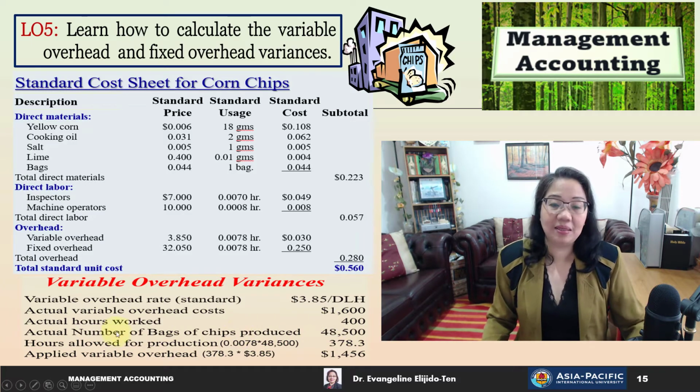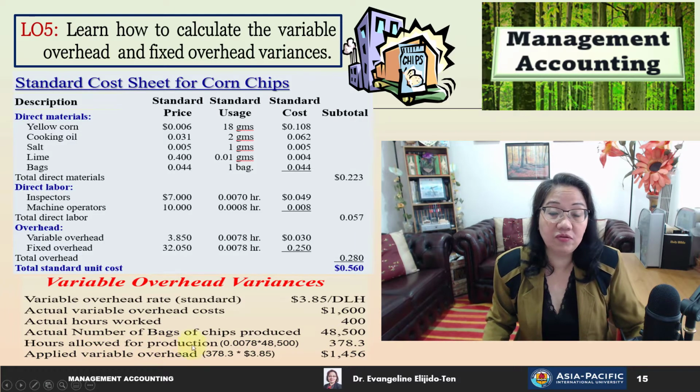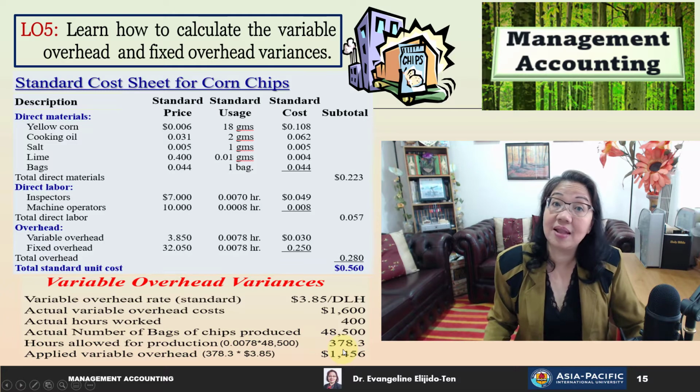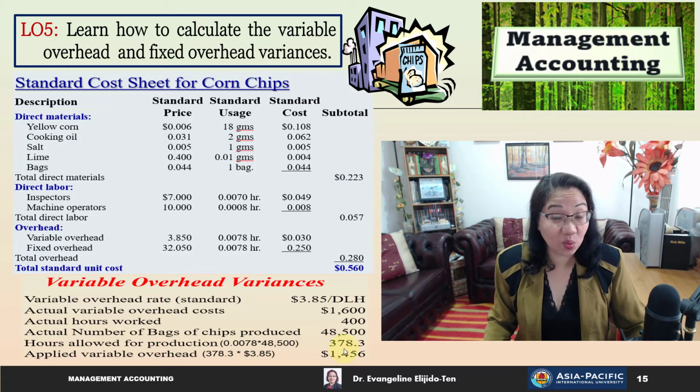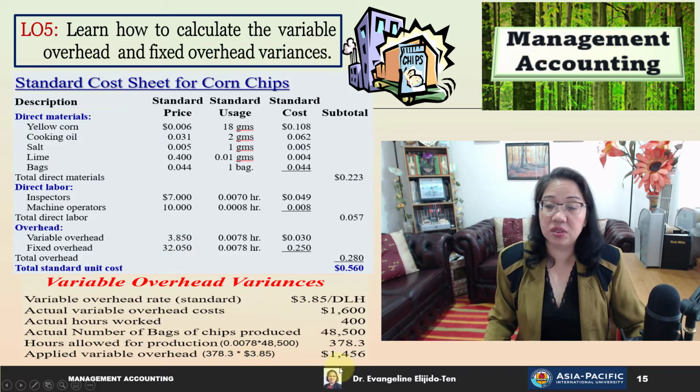Now remember that the number of bags actually produced for this period has been 48,500 bags. We can calculate that the hours allowed for the production should have been 0.0078, that's the standard hours, multiplied by the actual units produced, 48,500 bags. So that would give us standard hours allowed, 378.3 hours. With that, we can already calculate the applied variable overhead. So that should be the standard hours allowed of 378.3 multiplied by the standard rate for variable overhead of $3.85.